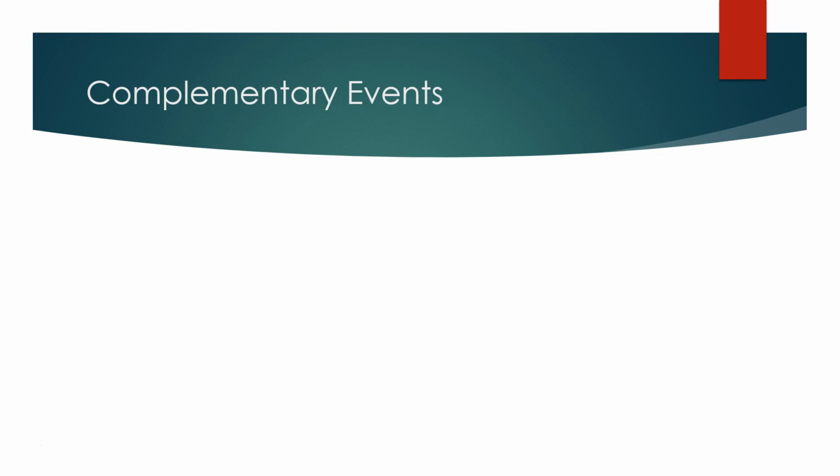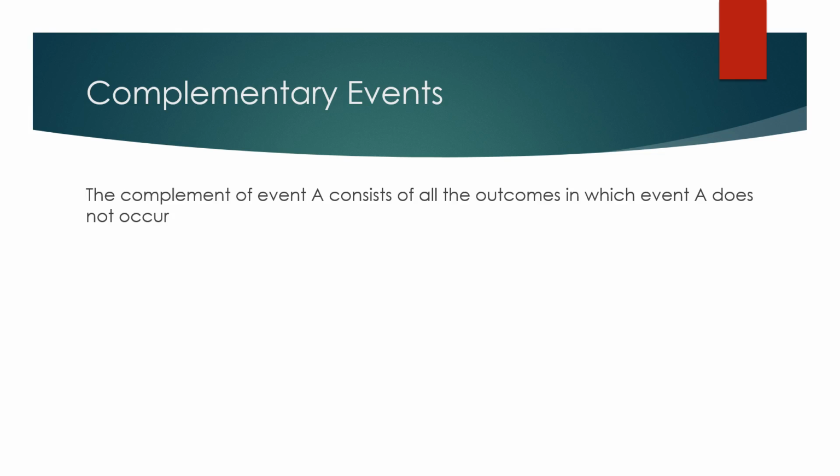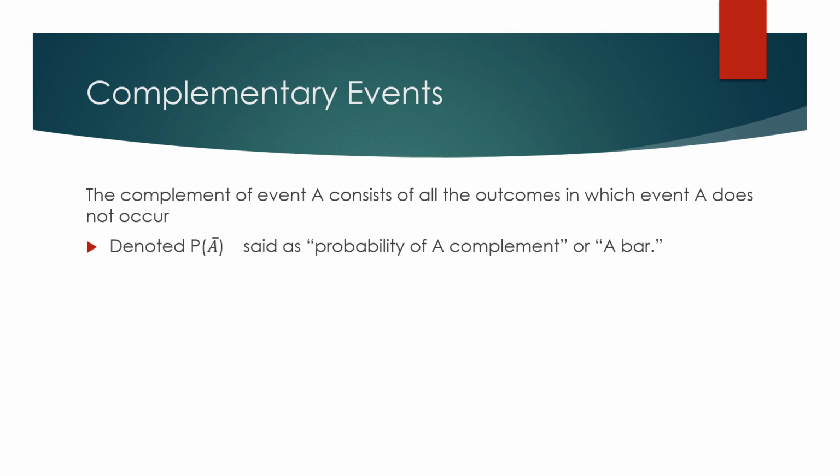So one more piece before we start some practice is complementary events. The complement of A consists of all of the outcomes in which event A does not occur. Originally, this sounds like a pretty useless statement, I think, but we're actually going to use the complement a lot. So it's kind of a visual concept, so that's how I recommend that you look at it. But the more we use it, the more clear it will become.